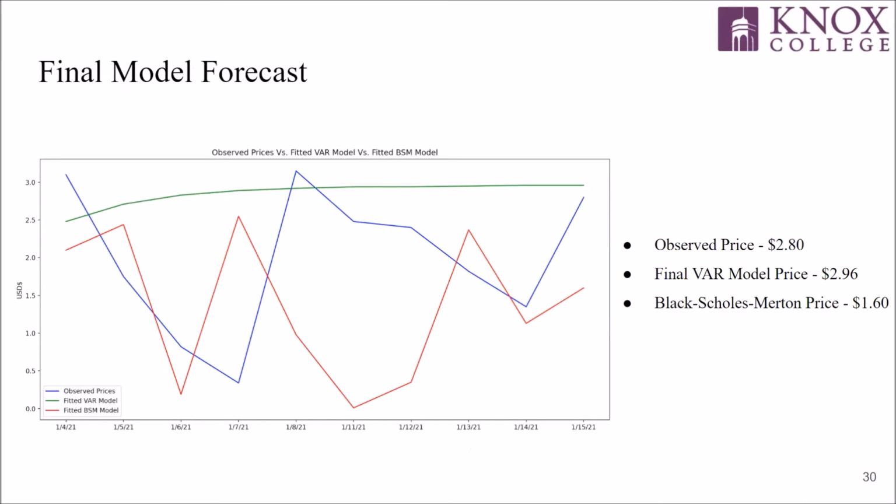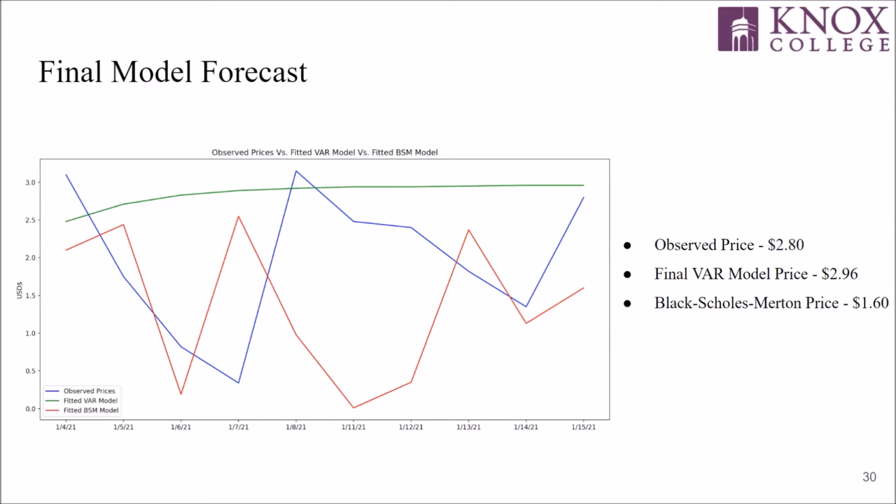So let's have a look at how our final model did. We were aiming to forecast 10 days into the future, and we look at how our model did against observed market prices and also the Black-Scholes-Merton model. For those of you with keen eyes, you can see our model doesn't do a great job in the intermediate days. That's because our model is only optimizing for that 10th day forecast. It doesn't really care about everything else in the middle.